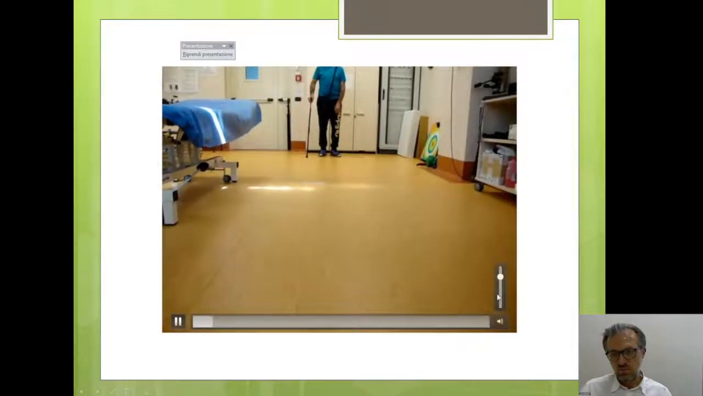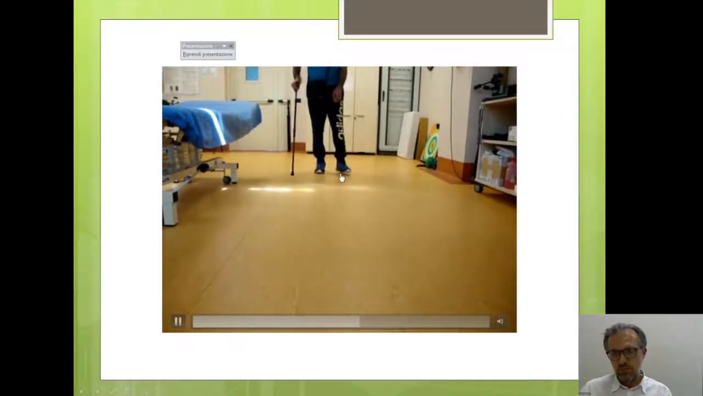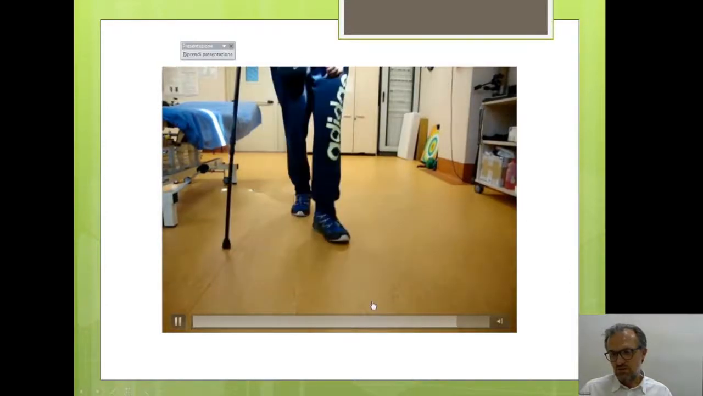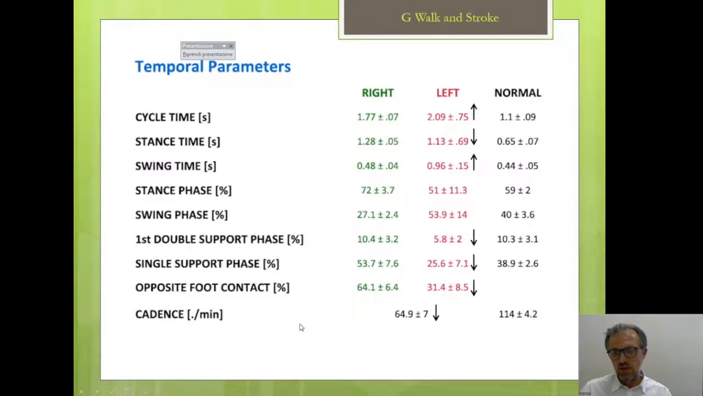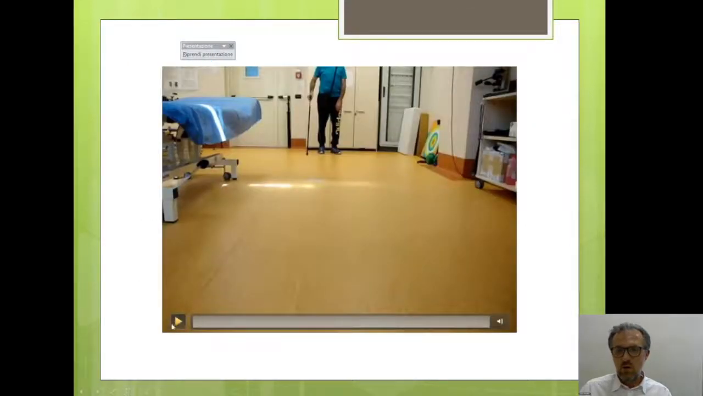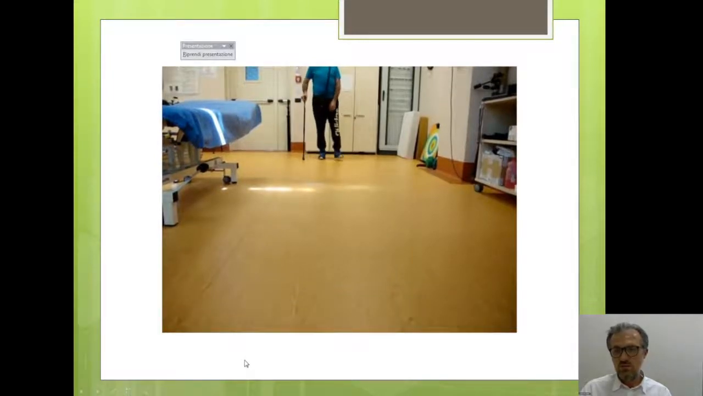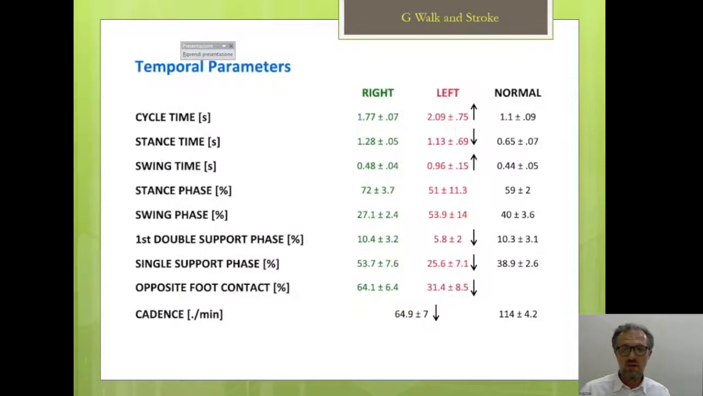This is his ability to walk in our gym, in our lab. Nothing special, nothing strange. We have seen a lot of cases, but we can move further from the observational analysis to the instrumental analysis. And in 5 minutes, we can have objective data.